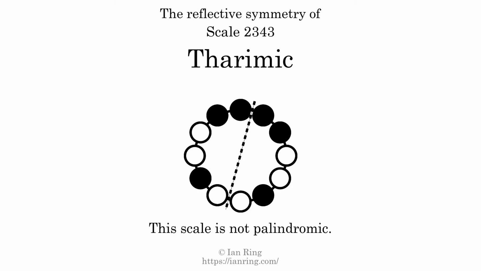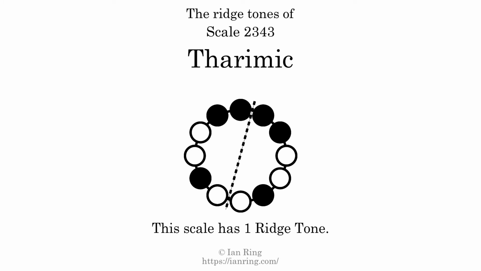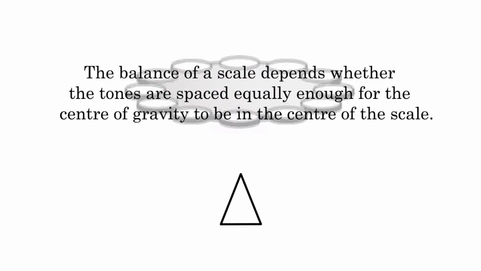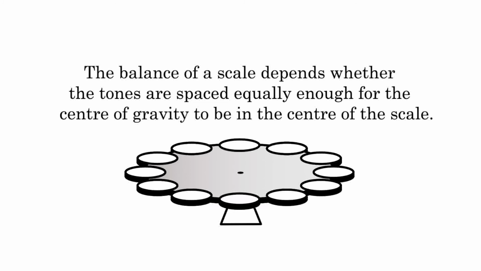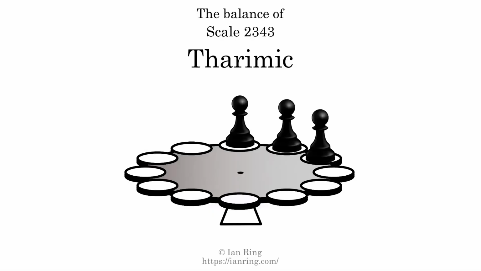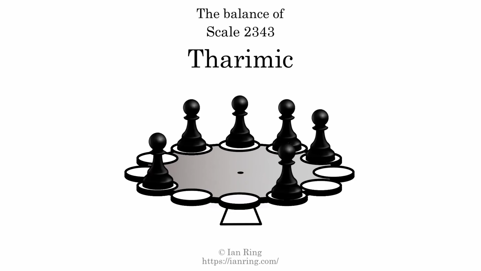This scale has reflective symmetry across an axis positioned 0.5 semitones from the root. This scale has a different pattern of intervals ascending and descending, so it is not palindromic. This scale has 1 ridge tone. Here, the balance of a scale depends on whether the tones are spaced equally enough for the center of gravity to be in the center of the scale. This scale is not balanced.